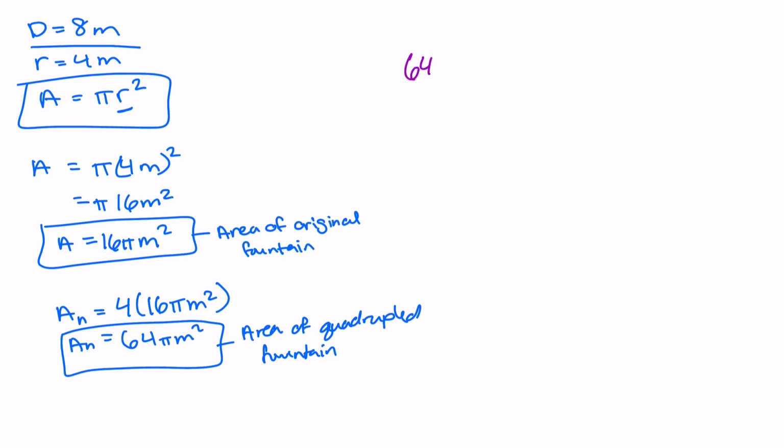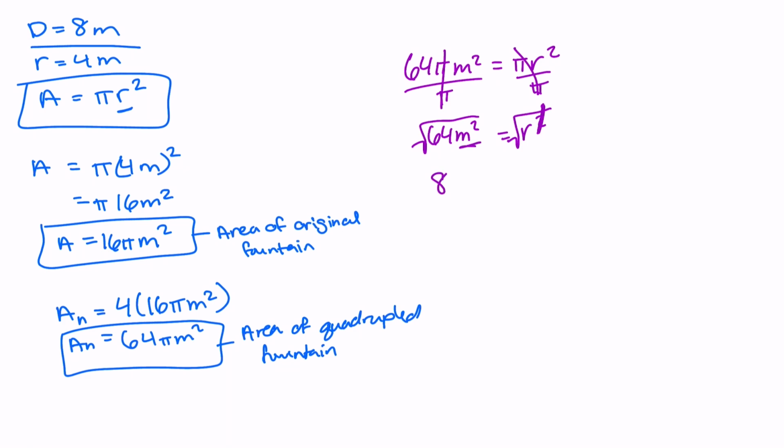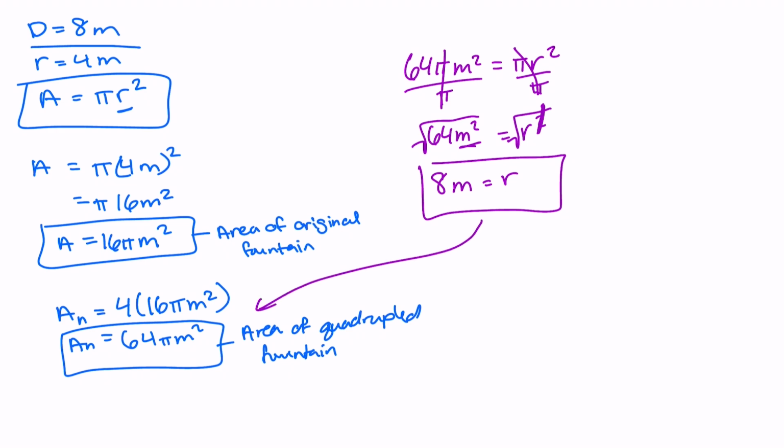So 64 pi meters squared is equal to pi r squared. So to isolate r, we need to first get rid of this pi. So dividing by pi on both sides, and those cancel. And now we're left with 64 meters squared equals r squared. To get rid of this squaring, we can square root. So square rooting both sides. That would cancel here. And the square root of 64 m squared is equal to the square root of 64, which is 8, and the square root of m squared, which is just m. So r is equal to 8 meters. So the radius that produced this quadrupled area is 8 meters.